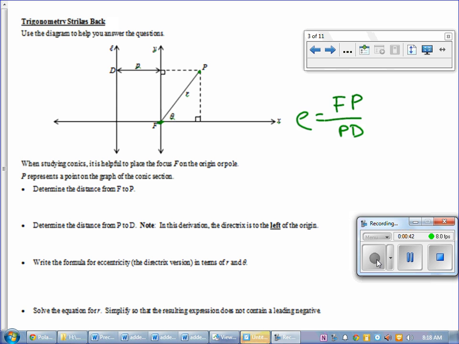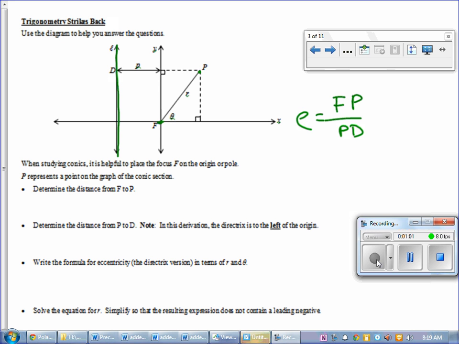And our conic could be a hyperbola, it could be a parabola, it could be an ellipse, it could be a circle. It doesn't matter what it is right now. Point P is some point on the conic. And then on the other side of the conic, we have the directrix. That's this line D here. That's our directrix.